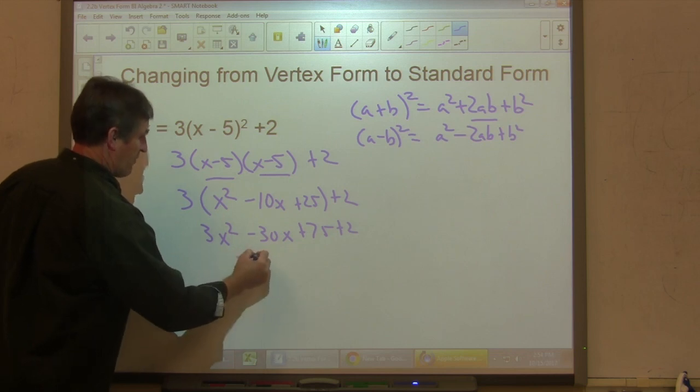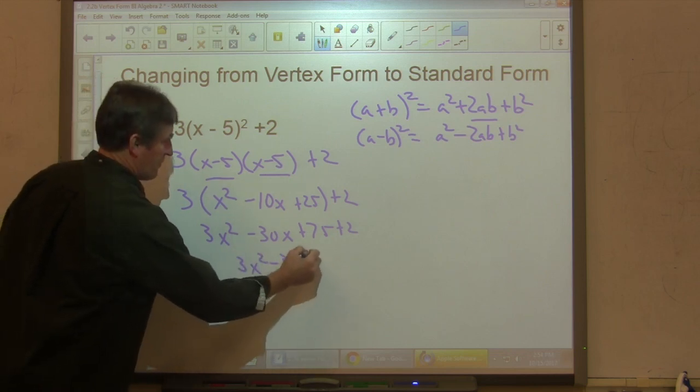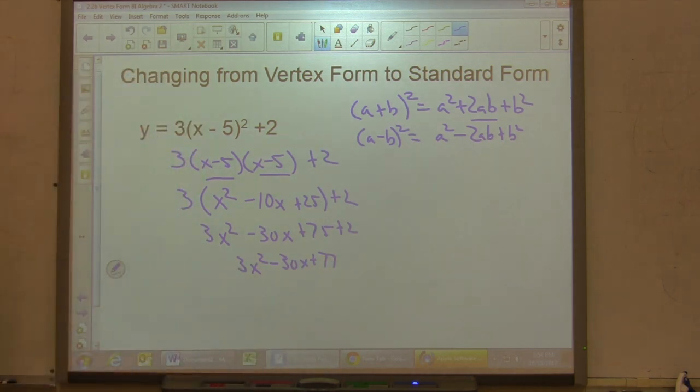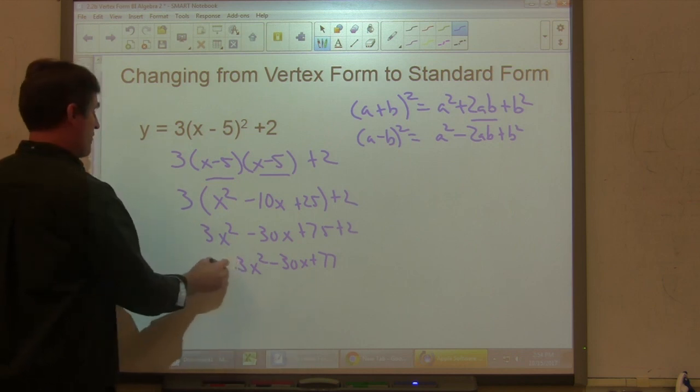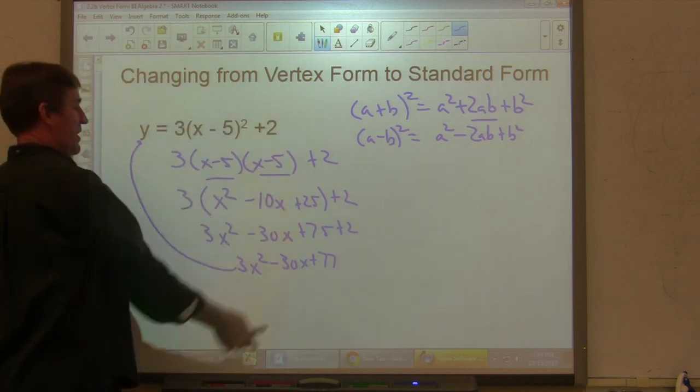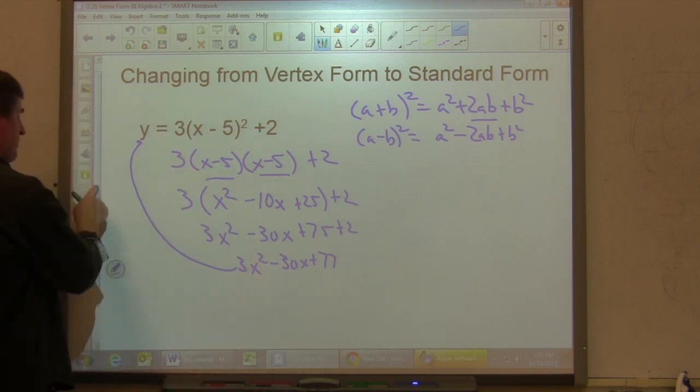And so standard form would be that. Okay? But most of what we're going to be doing today is going from this form to this form, just so you can see how you get from vertex form to standard form. Now we're going to do it in reverse.